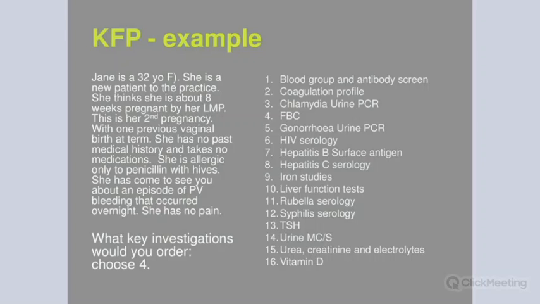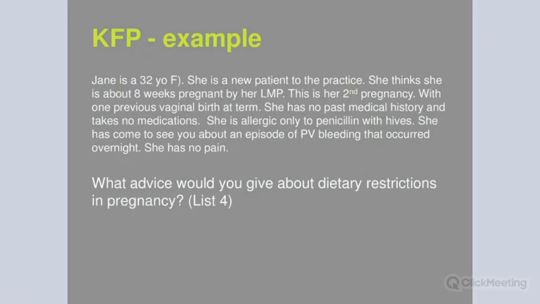And there are some that may score more marks than others. So some might score 2 marks, but there may be 6 or more correct answers in a list. They ask you to choose only 4. So don't get too worked up in your head about which one is the most right. Just pick what you think you would order in this scenario in your office. And they will give you the list and you just select them. And then the third part of that question may be, what advice would you give about dietary restrictions in pregnancy?